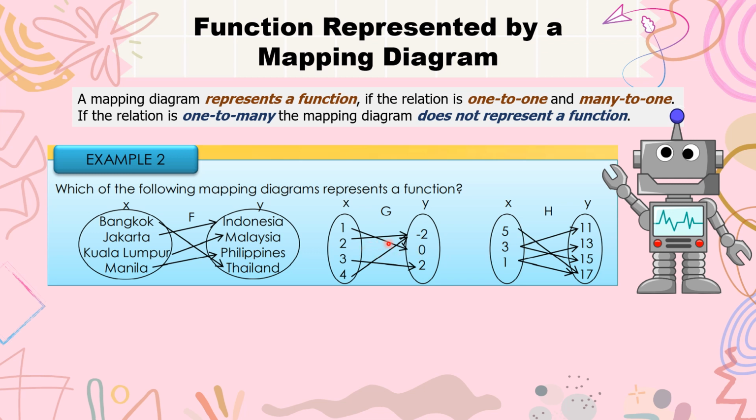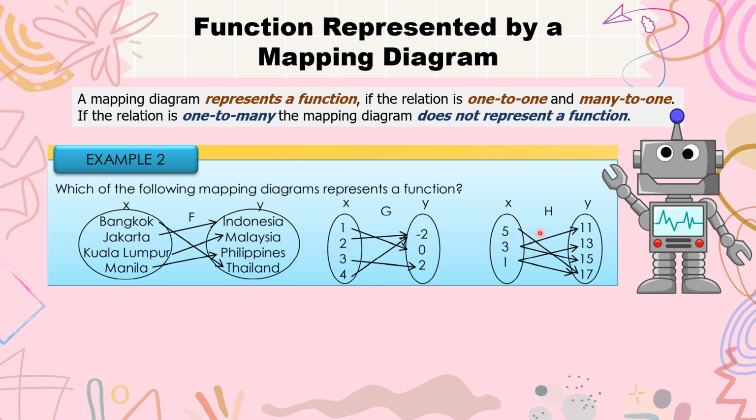2 is paired to negative 2. 3 is paired to positive 2. 4 is paired to negative 2. So as you can see, yung ating 1 at 4 ay na-pair sa negative 2. So many, 1 and 4, na-pair siya sa 1 value sa ating y. So this relation is many to 1. So since it is many to 1 relation, it represents a function.